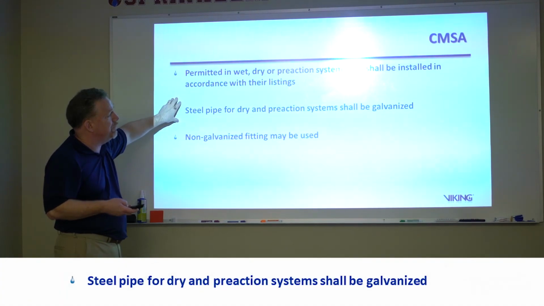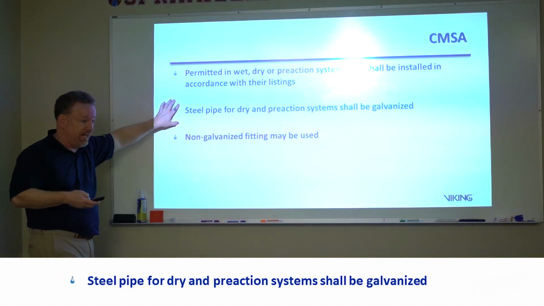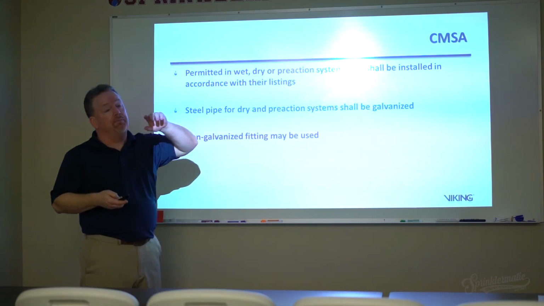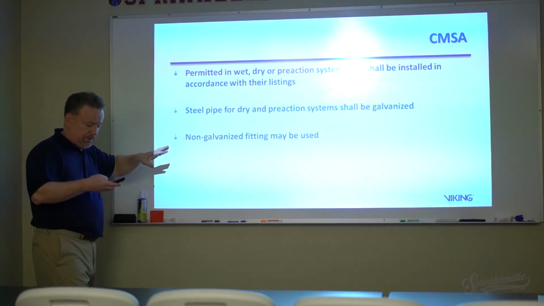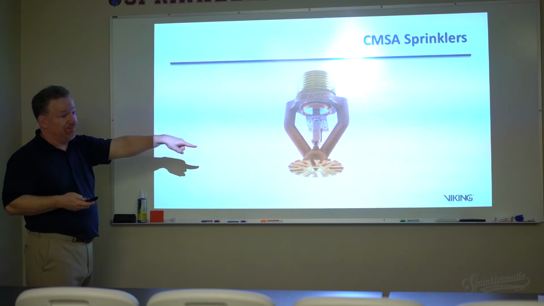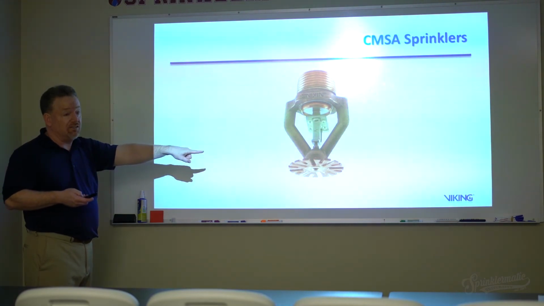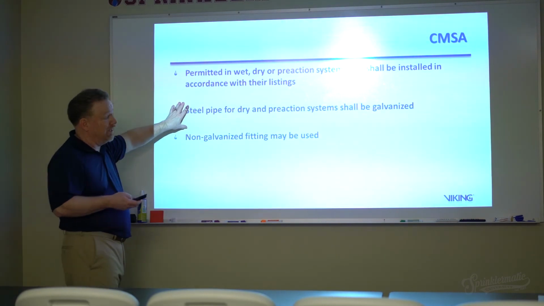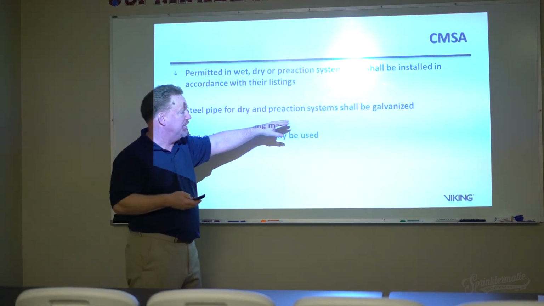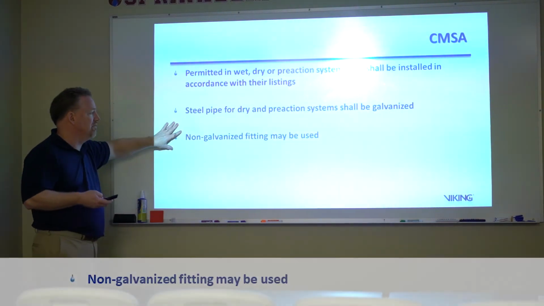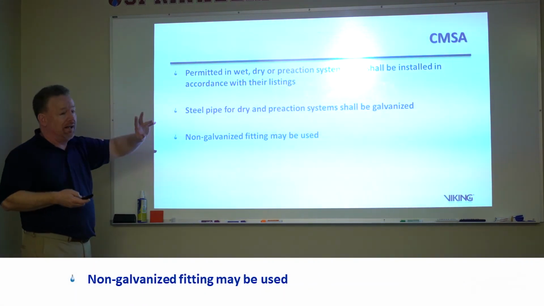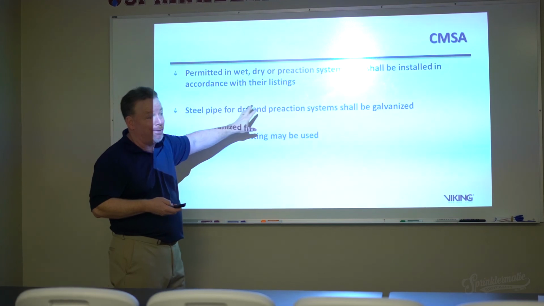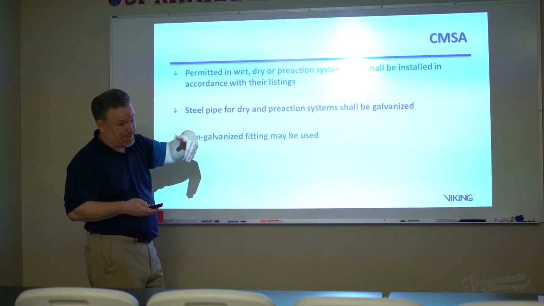Steel pipe for dry and pre-action systems needs to be galvanized, because again, these are typically, well, you can see right here, this is a pendant sprinkler. And so on a dry system, we're going to take extra caution to make sure that the piping is galvanized on that. Non-galvanized fittings may be used, because galvanized is going to what? Resist corrosion a lot more. Corrosion becomes a problem because it settles on top of my sprinklers.